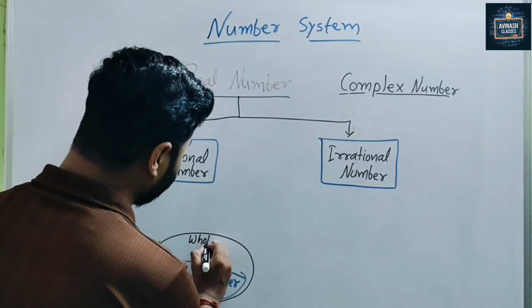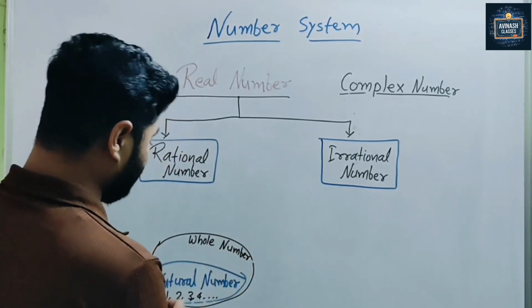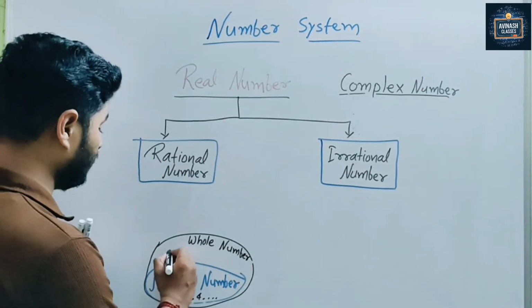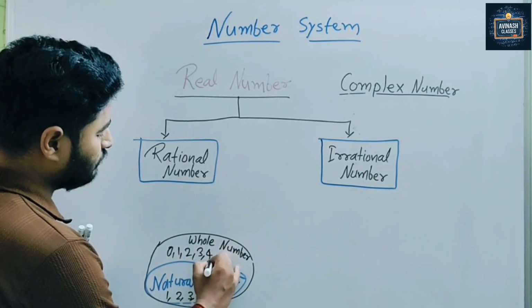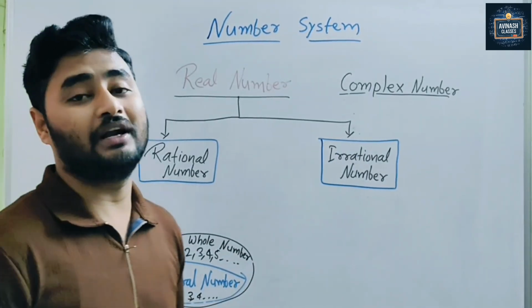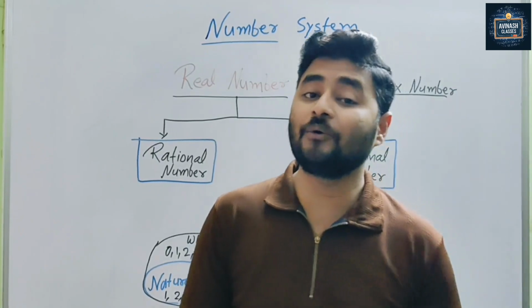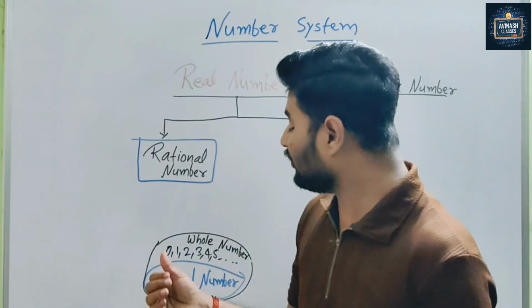What does it make? Whole number. So whole numbers start with 0: 0, 1, 2, 3, 4, 5, like this. Okay, so this is called what? Whole number. So how can we define the whole number? Natural numbers with 0, that is called whole number.